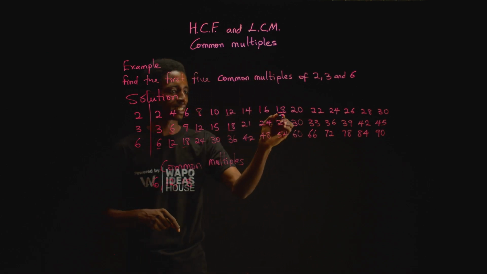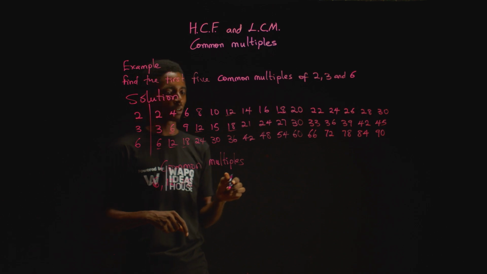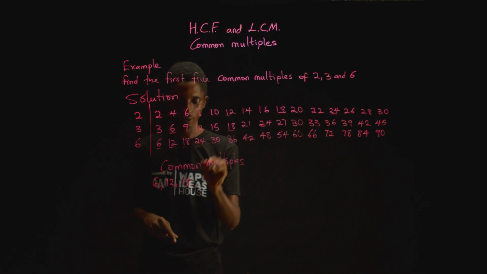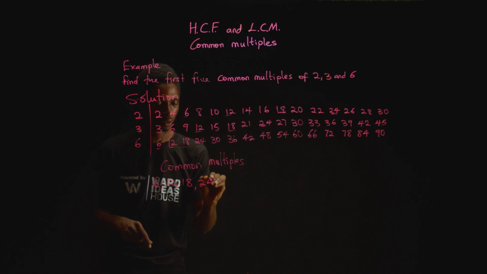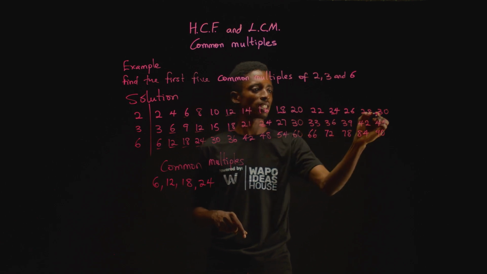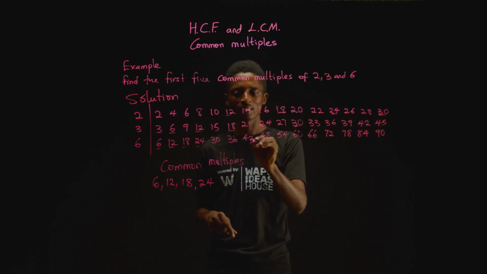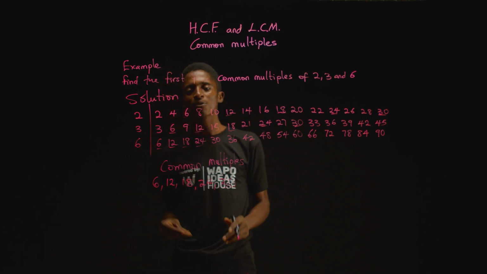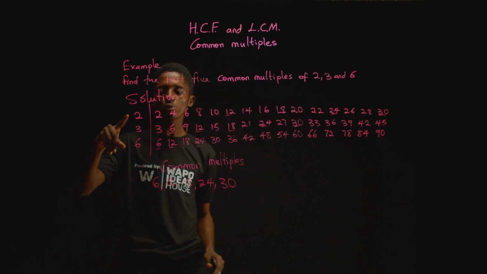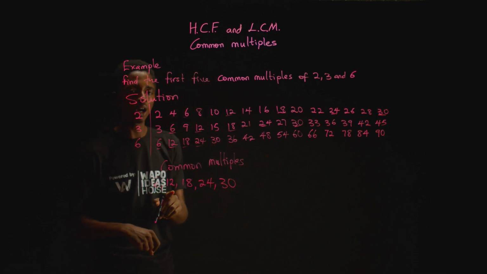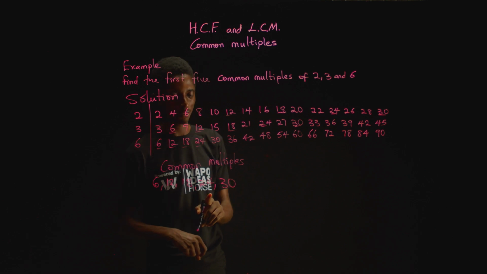Now let's see if we can find any again in common. So we stopped at 18. Now when we progress further, we would find 24. And then after 24, we can also see 30. So there, the first 5 common multiples of 2, 3, and 6 are 6, 12, 18, 24, and 30.